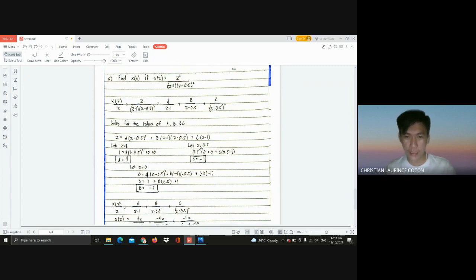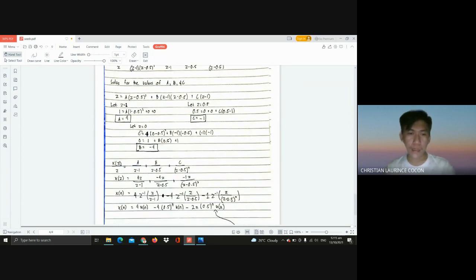Similarly, let z is equal to 0.5, since z minus 0.5 is here. So 0.5 is equal to 0 plus 0, since when you substitute it here, the value of the A term becomes 0. Also here, substitute 0.5, and then plus C multiplied by 0.5 minus 1. By solving, we get the value of C, which is negative 1.